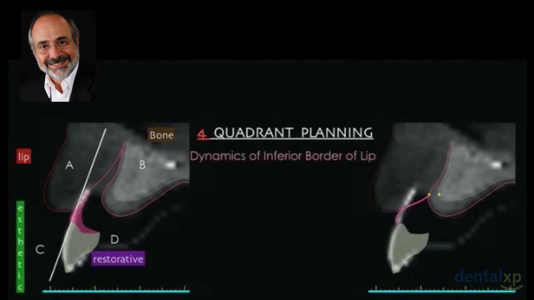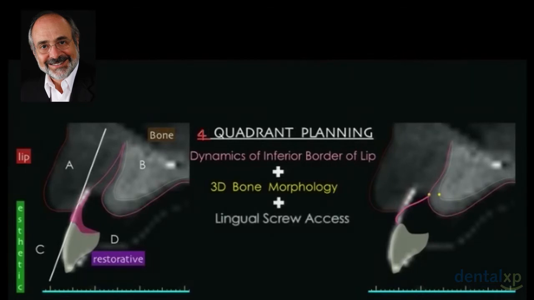Now, when we plan this, this is what you want to know. You want to see the full dynamics of the inferior border of the upper lip. There is nothing static in this. It has to be dynamic. It has to be moving. You have to have endpoints taken. You take that and you add to it the 3D existing morphology of the bone. You add to that the need for lingual screw access. It's essential. You must have lingual screw access. So these are all givens. If you can't have these, don't do it. If you can pull these together, it gives me the implant position and inclination.